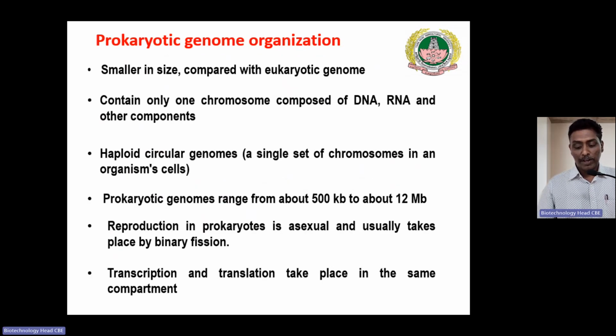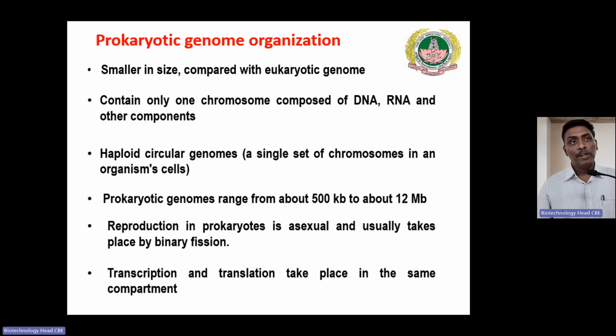Coming to the prokaryotic genome organization, prokaryotic genomes are smaller in size compared with the eukaryotic genome. It contains only one chromosome composed of DNA, RNA, and other components like protein. It has a haploid circular genome, that is a single set of chromosomes in an organism or in cells. Prokaryotic genomes range from about 500 kb to about 20 megabases.